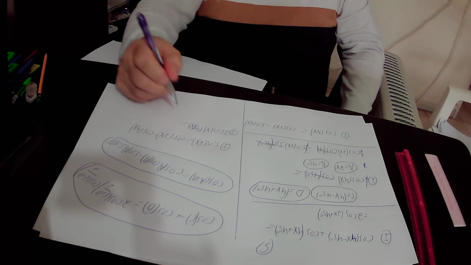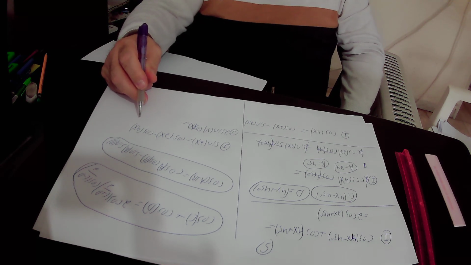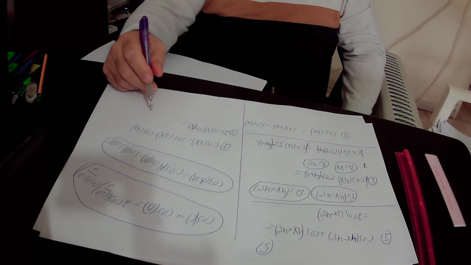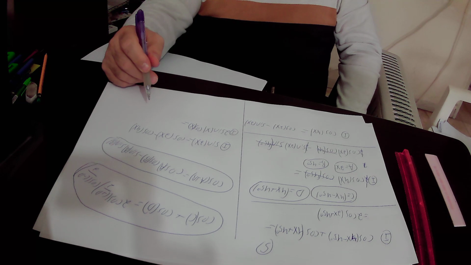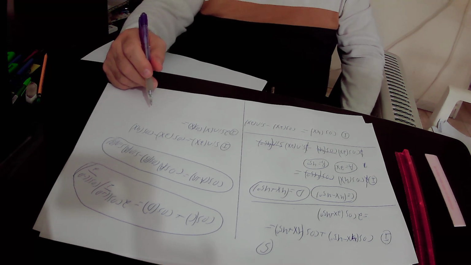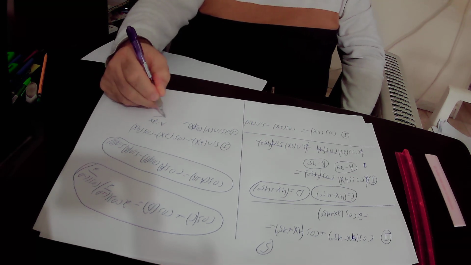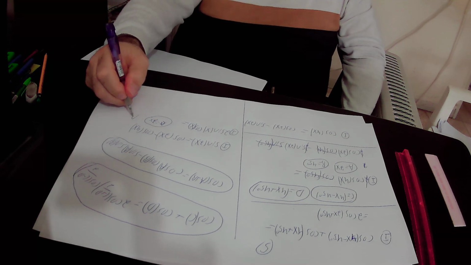And actually cosine 2x minus cosine 4x is very similar to the trigonometric identity that states that cosine c minus cosine d equals 2 sine of (d plus c) over 2 times sine of (d minus c) over 2. So here c equals 2x and d equals 4x.